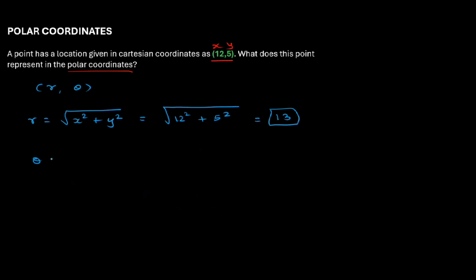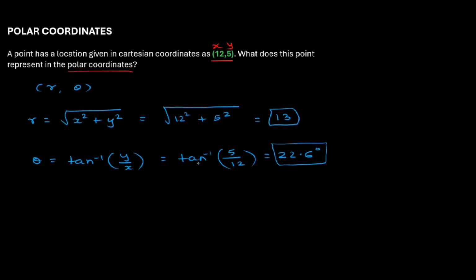Then we find the angle theta. Theta is tan inverse of y over x. So tan inverse of 5 over 12. That gives you the angle theta as 22.6 degrees. Now this is theta in degrees. We can convert this to radians by multiplying 22.6 with pi over 180. And when you solve this, you get theta in radians as 0.39 radian.